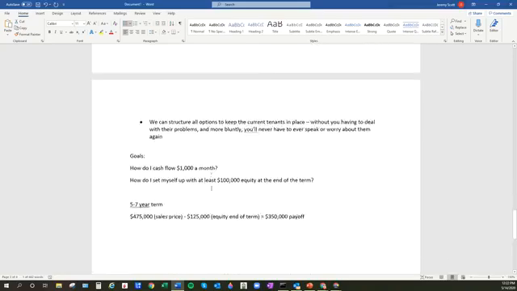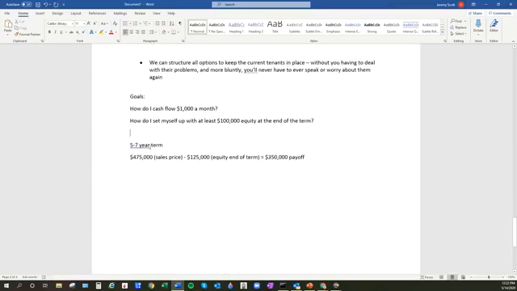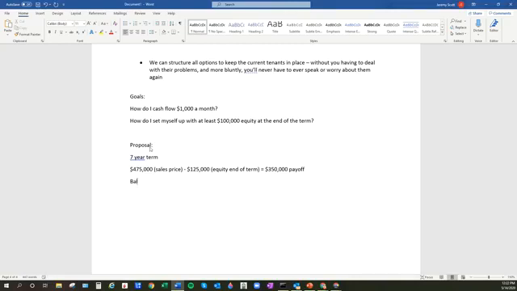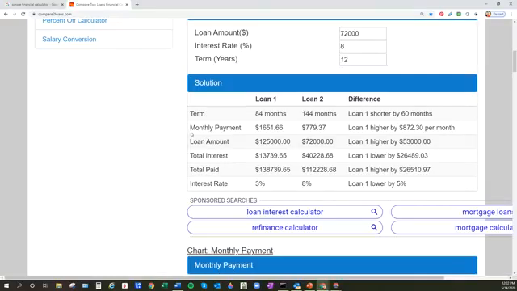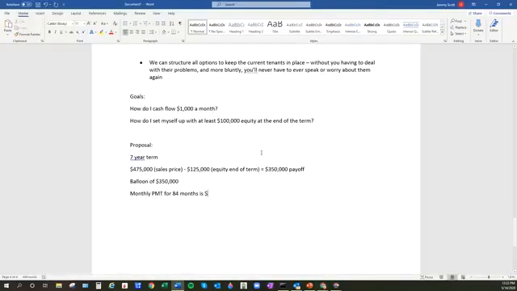So okay, I have a proposal. 7-year term. There, that's what I want. So I have a balloon of, and I know she's going to take the offer. We're just going to have to wiggle down the down payment situation. But a balloon of $350,000. Monthly payment for 84 months is $1,651.66.